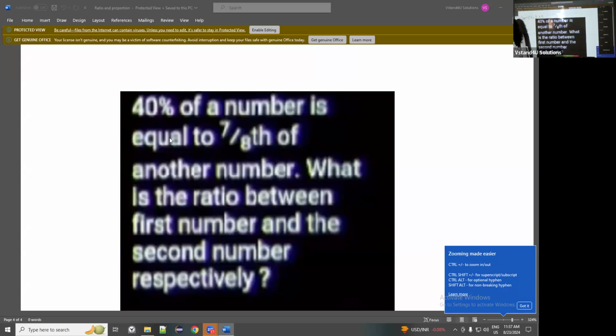So what do I have to calculate here? I am supposed to calculate the ratio of A is to B. Can you tell me how I can do it? So let me take this B to this side. Okay, so it will become A by B is equal to 40. So can I say it will become 7 by 8 into 100 by 40? Yes or no?